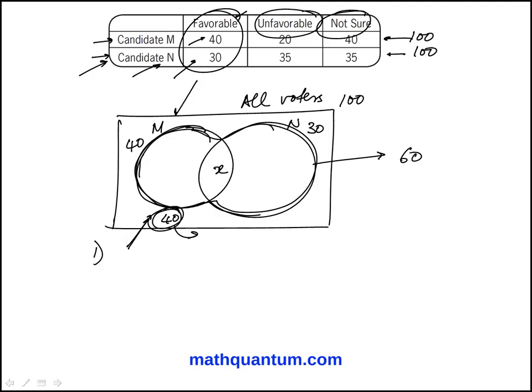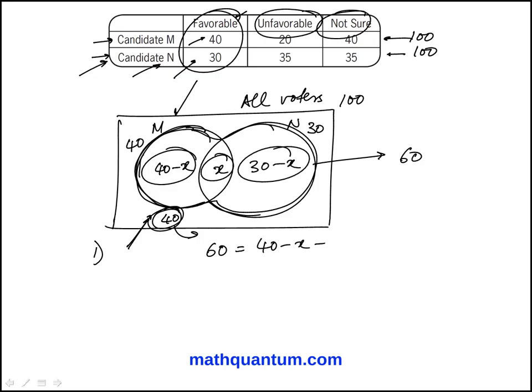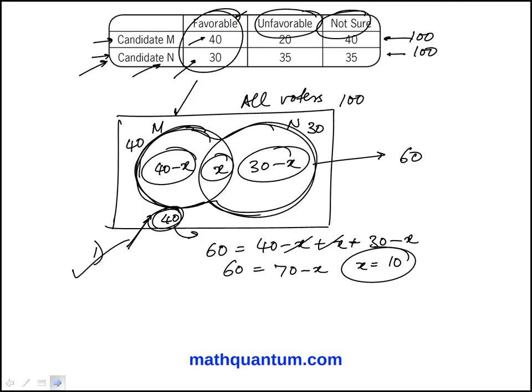Now, if the overlap is x, then this region is 40 minus x, and this is 30 minus x. So the relationship we have is 60 is equal to the sum of these three regions. And that becomes 70 minus x is 60, and that gives me x is 10. So we do know that 10 of the voters responded favorable for both candidates. So statement 1 alone is sufficient.